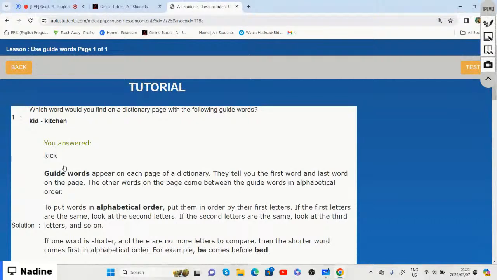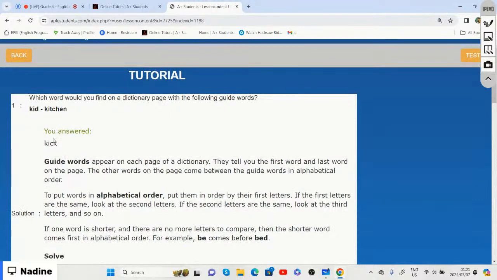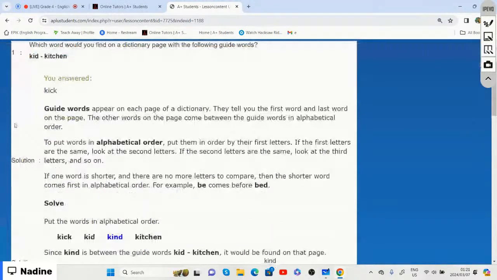And in order to put words in alphabetical order, we put them in order of the first letter. And if the letters are the same, well, we need to look at the second letters. And if the second letters are the same, then we need to look at the third letters and so on.